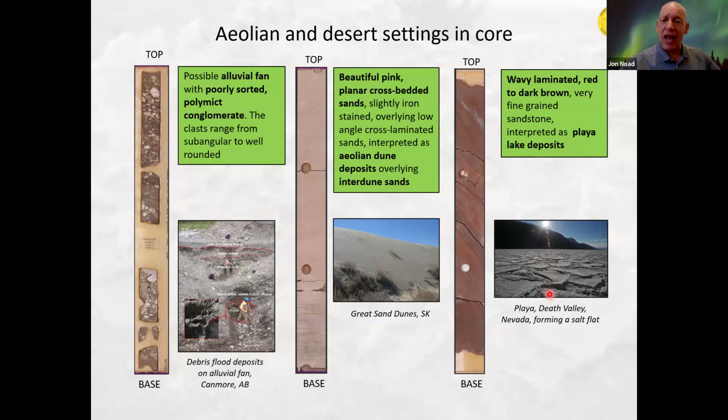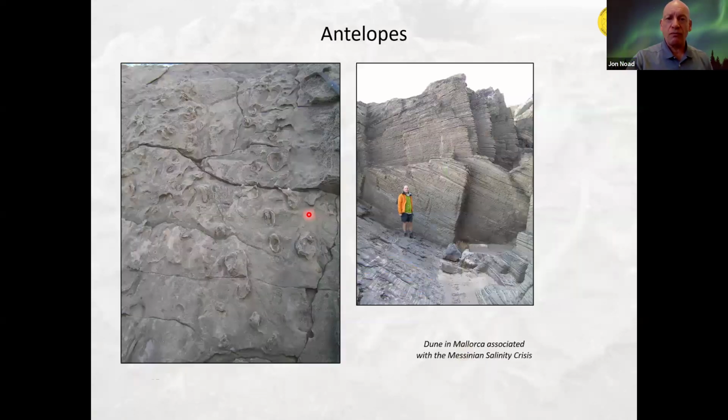And then finally, you have the Playa Lake deposits. That would be like the base of Death Valley, where you have these wavy laminated sediments, a mix of very fine-grained sandstones and possibly silts as well. Once again, the reddish color gives us an idea that this is a terrestrial setting, plus it's interbedded with dune deposits as well. So that association helps us to sort out what's going on.